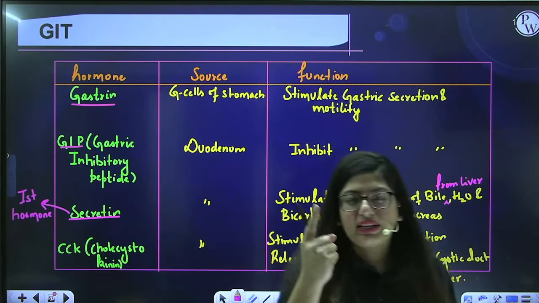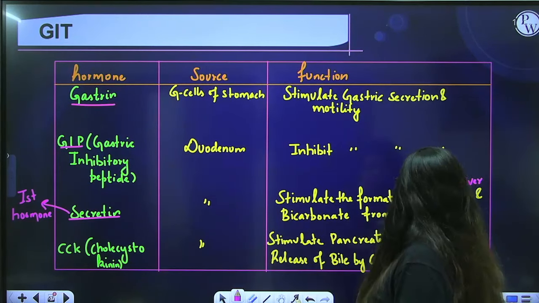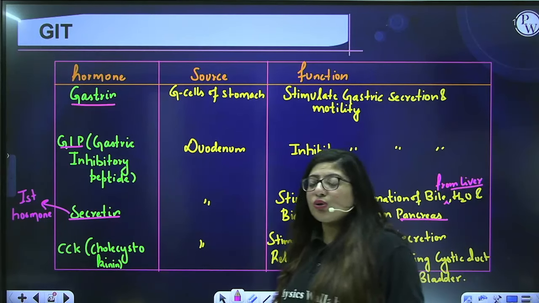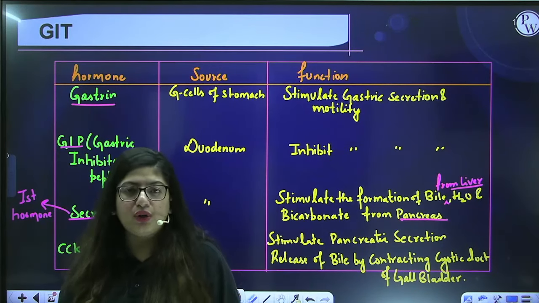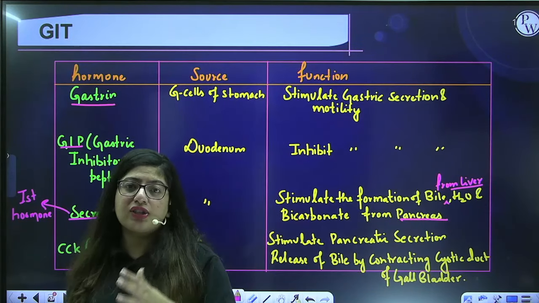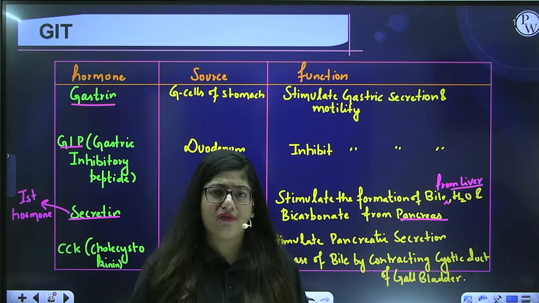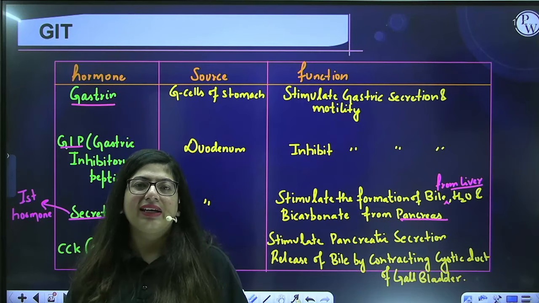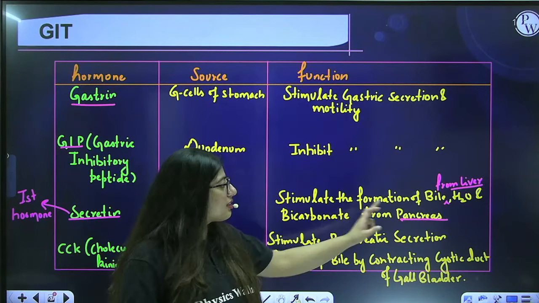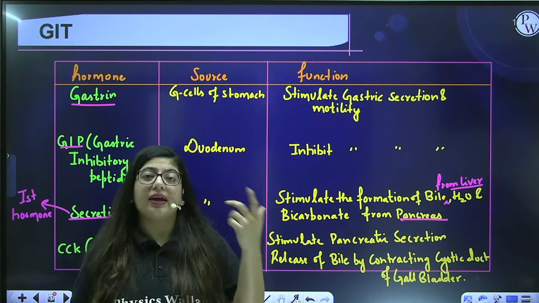First, its target cell is pancreas. Its second target cell is liver. The secretin will go to the liver and ask the liver to produce more bile. So if someone asks you who stimulates the production of bile, you will say secretin. It also goes to pancreas and asks this to produce a lot of water and bicarbonate.